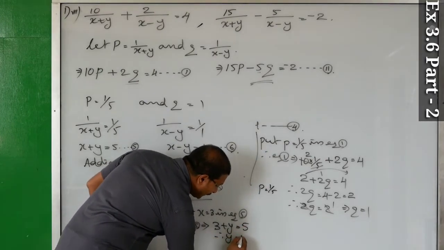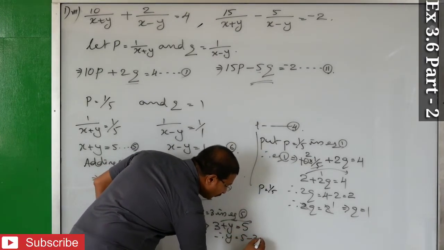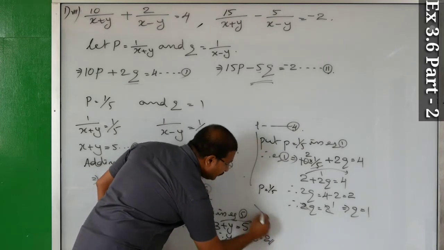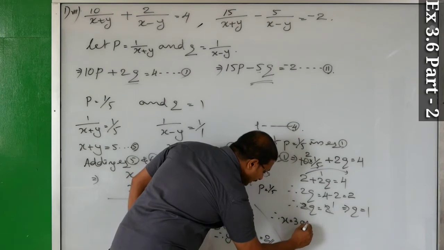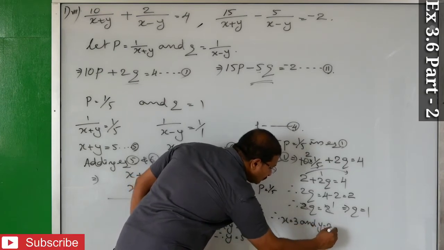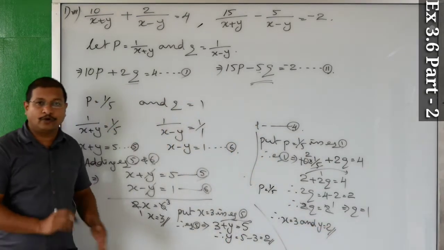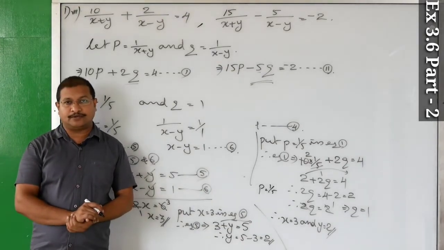Therefore, y equals 5. 3 goes to the other side. Minus 3 equals 2. That means we got it now: x equals 3 and y equals 2. Ready? Okay, let's go to the next question.